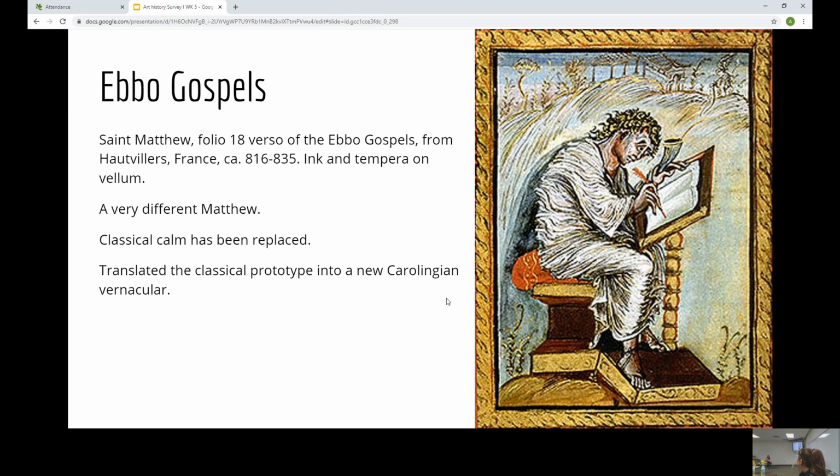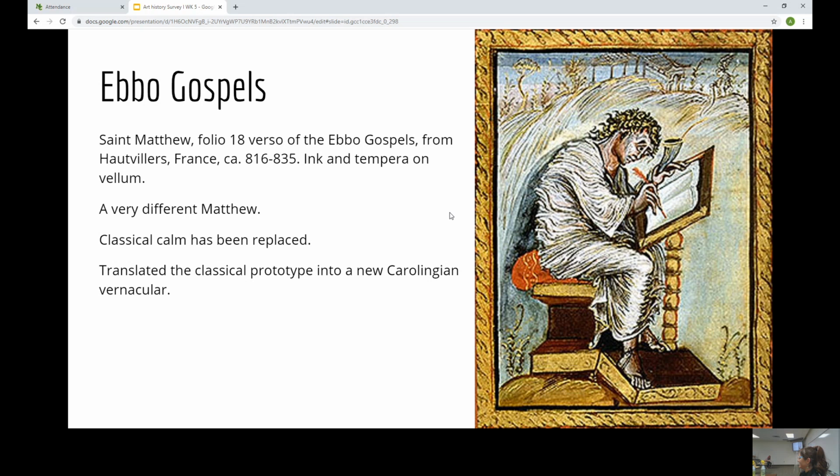Here's another St. Matthew. This is the Ebo or Ebbo Gospels, depending on how you say it. I always said Ebo. This one's from France, also part of the Holy Roman Empire under Charlemagne. This is a very, very different version of Matthew, though. Towards the end of Charlemagne's reign of the Carolingian Empire, his son takes over and then it kind of just switches after that. But towards the end, they switch from classical style to copying pretty much what the Hiberno-Saxons were doing nearby, which you can kind of see happening.